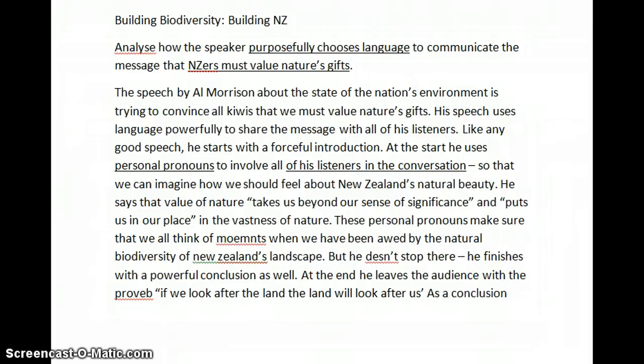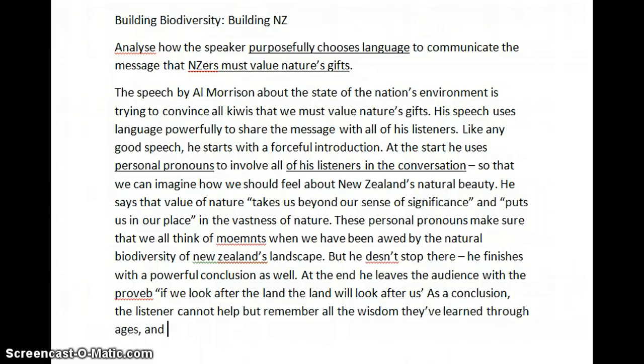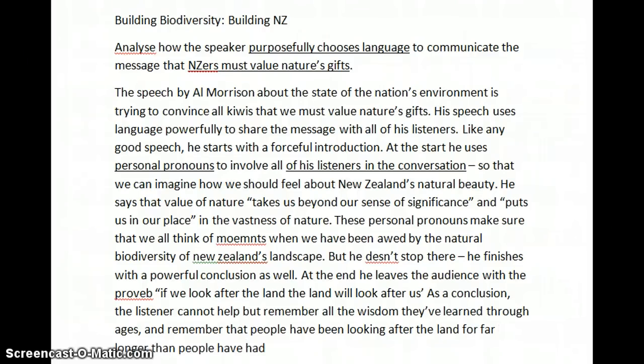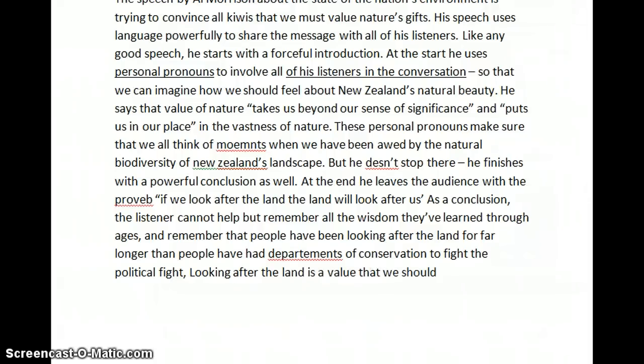As a conclusion, the listener cannot help but remember all the wisdom they've learned through the ages, and remember that people have been looking after the land for far longer than people have had departments of conservation to fight the political fight. Looking after the land is a value that we should all cherish.